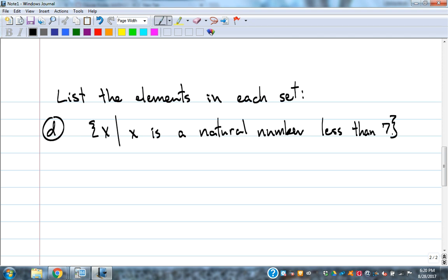It's still describing some numbers. It says it's a natural number, so we know the natural numbers are what kind? What are the natural numbers? 1, 2. Is 1/2 a natural number? No, that's not how my 3-year-old counts. He counts 1, 2, 3, that sort of way. That's the natural way of counting. So that's what the natural numbers are. Let's list those elements. What natural numbers are less than 7? 1 through 6.